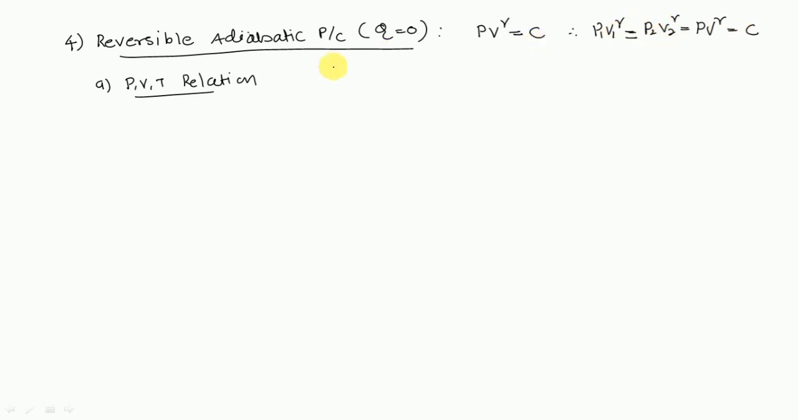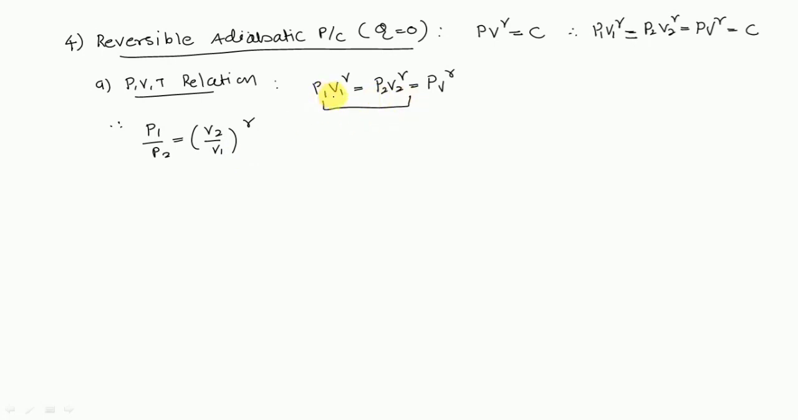So let's start with this PVT relation. We know P1 V1 raised to gamma is equal to P2 V2 raised to gamma is equal to PV raised to gamma. So here we can rearrange these two terms. Then we can write P1 by P2 is equal to V2 by V1 raised to gamma.